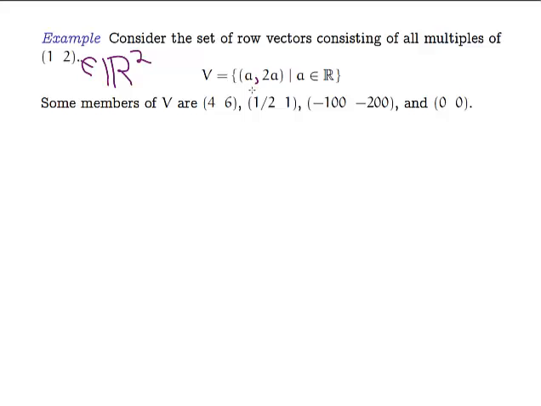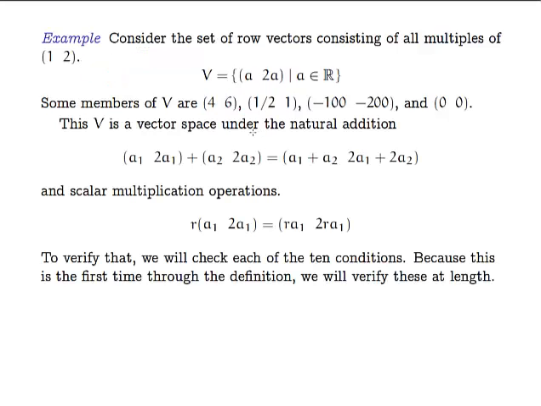Okay. So here's some examples of members of V. Unfortunately, this is not correct. (4, 6) is not in this set, because you would have to have (4, 8) to be in the set. This is certainly true. (1/2, 1) is in the set. (-100, -200) is in the set. And (0, 0) is also in the set, because all of these vectors have this form. All right, so again, this is not in there.